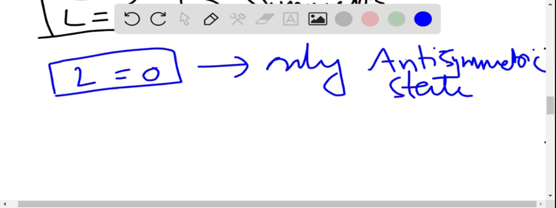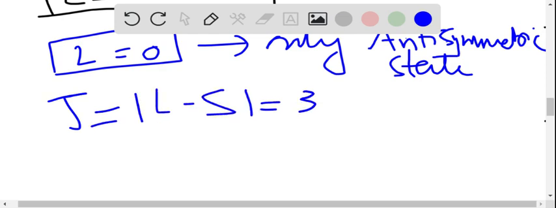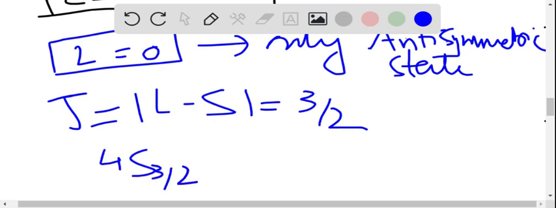And because nitrogen has 3 electrons in the last subshell, that is exactly half filled, the total angular momentum J would be equal to L minus S, that would be 3/2. So the ground state for nitrogen would be 4S3/2. So this is your solution.